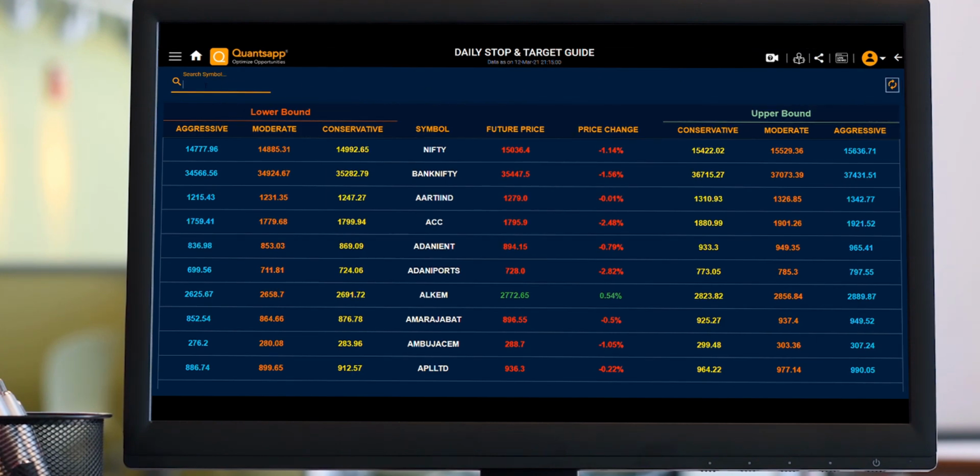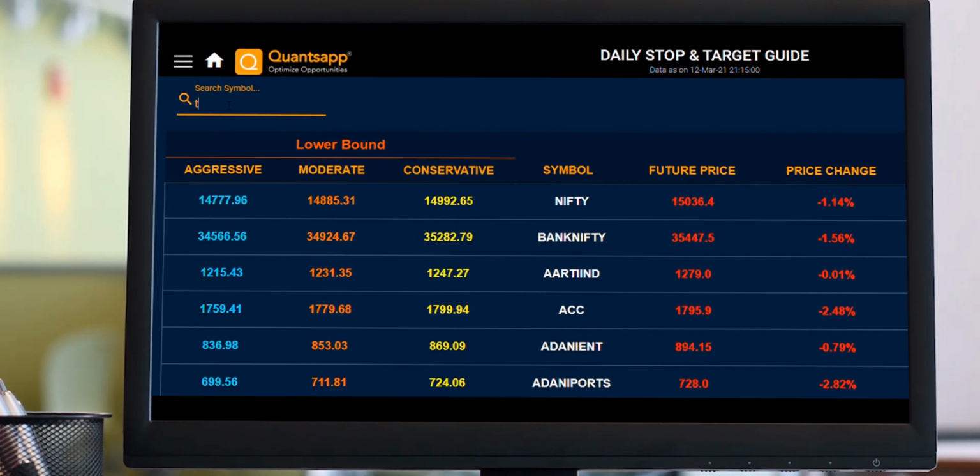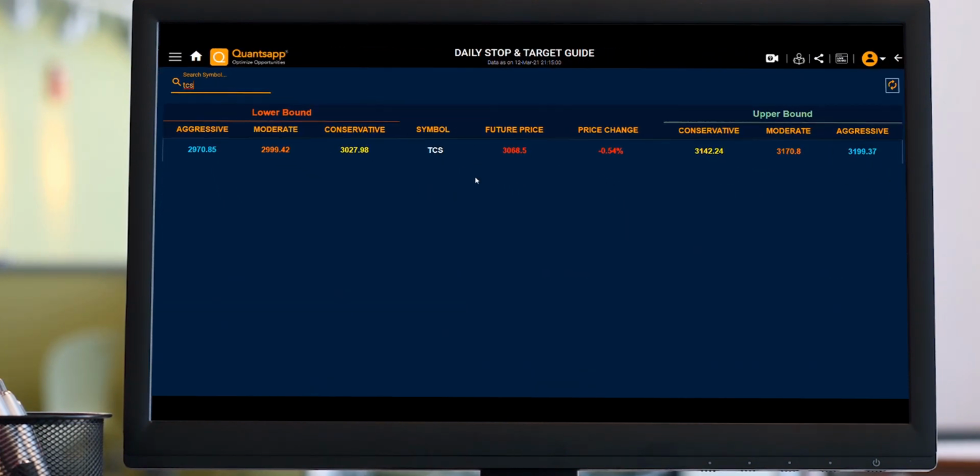Now let's say if I want to search for any script of mine, so let's say TCS. In TCS, I'm getting to see that the future price is 3068.5 and the prices are down today by 0.54 percent. If I want to set a very conservative range for a trade of my TCS, I can plan my target somewhere around 3142.24 and I can consider setting my stop loss somewhere around 3027.98 for TCS on an intraday basis.